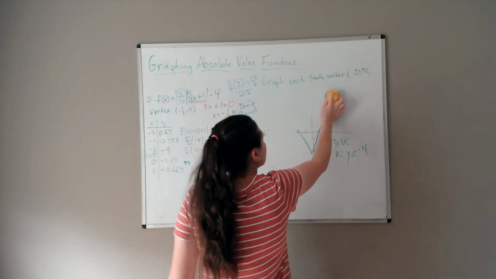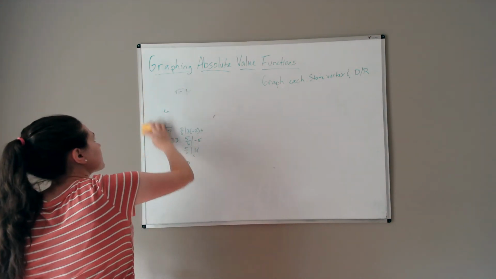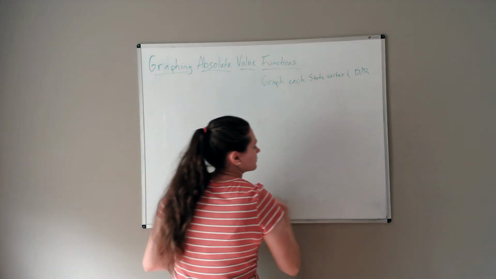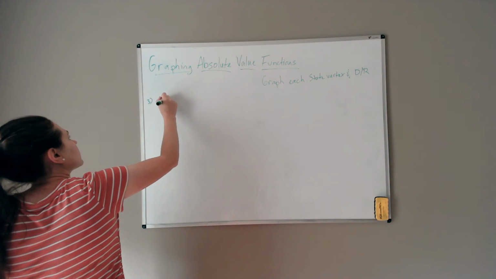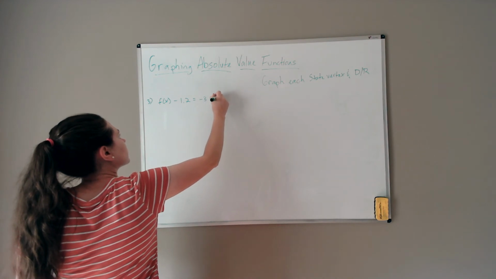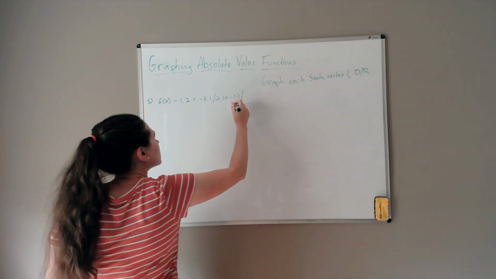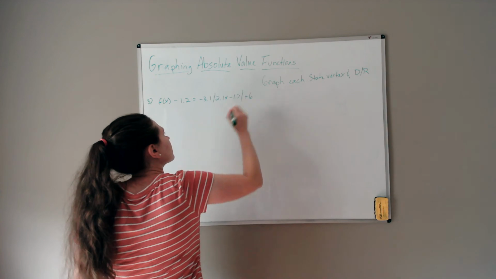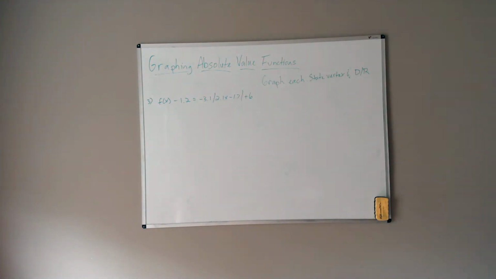We'll do one more, and then that'll be it for graphing absolute value. All right, so number 3. I have f of x minus 1.2 equals negative 3.1 times the absolute value of 2.1x minus 1.7, and then plus 6.